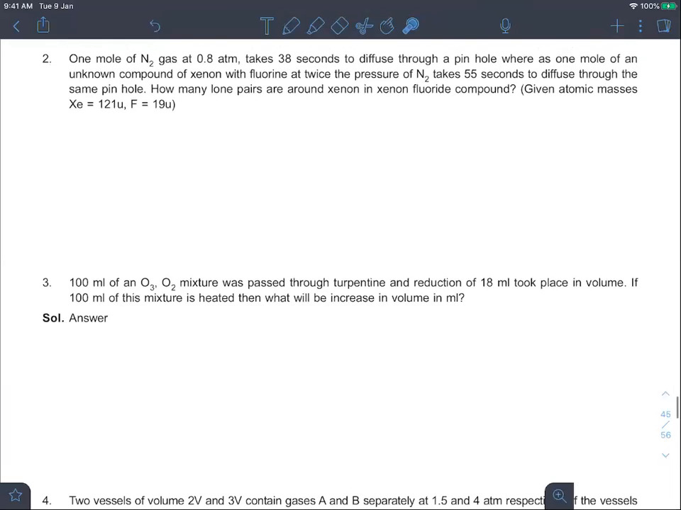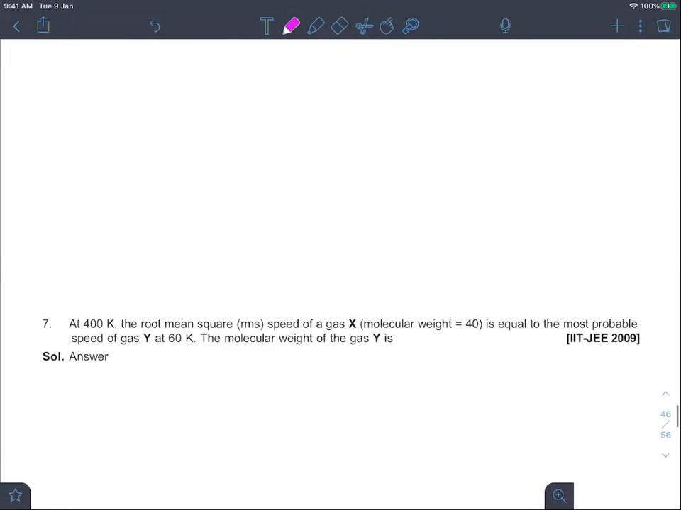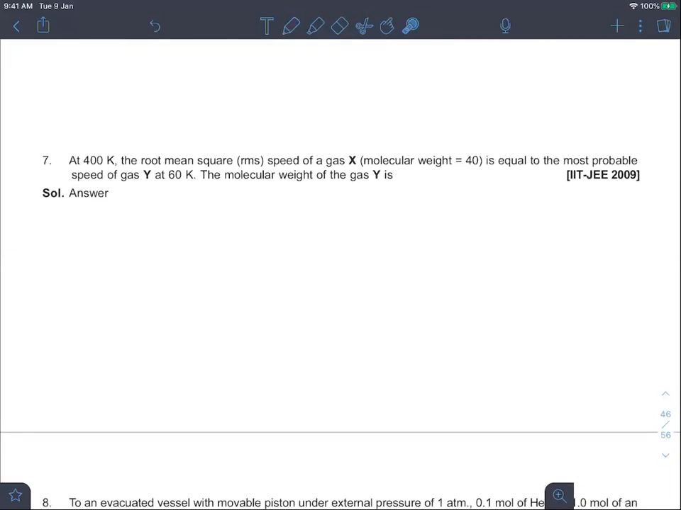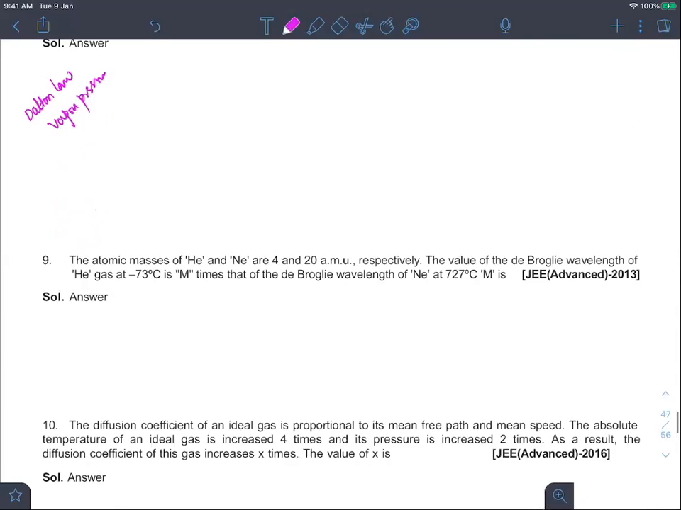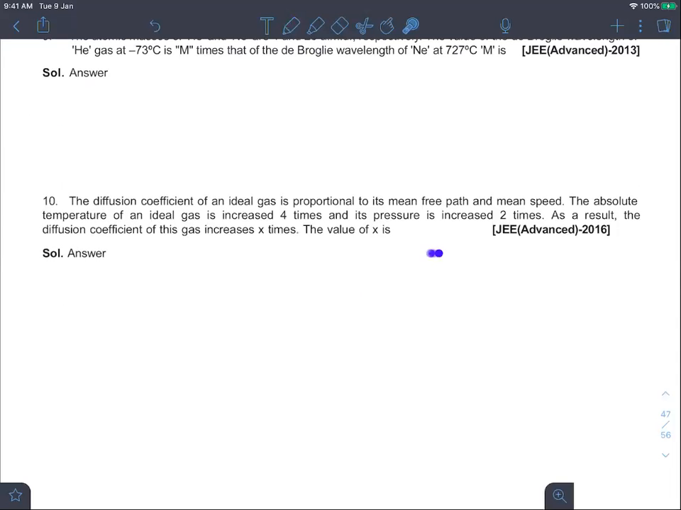Please go through this. This is one very good question, the third one. And this was asked in 2009, which is based upon the most probable speed. 2011, this was a very good question based upon Dalton's law and vapor pressure. This was a regular de Broglie's question. Then a diffusion based question. This was a very good question in 2016, which is based upon the mean free path.